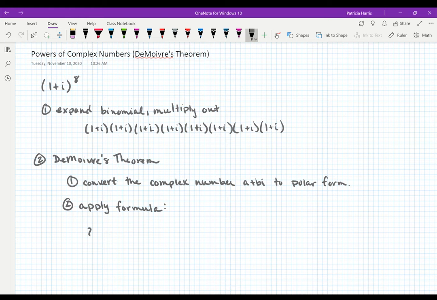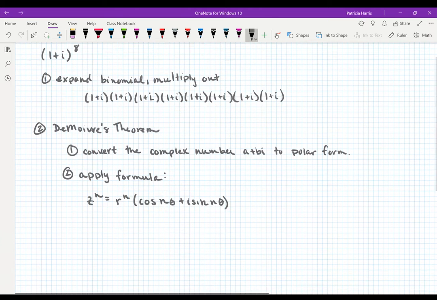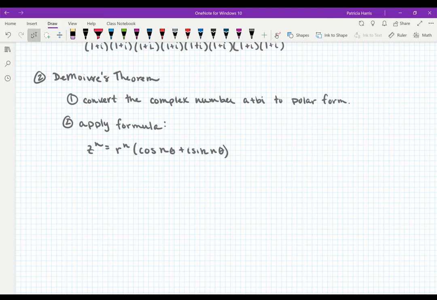Okay, which is z raised to the nth power is equivalent to r raised to the nth power times cosine n theta plus i sine n theta. So whatever power you're raising your complex number to, you're going to multiply your angle by that. Okay, so let's try it. Okay, so 1 plus i to the eighth.